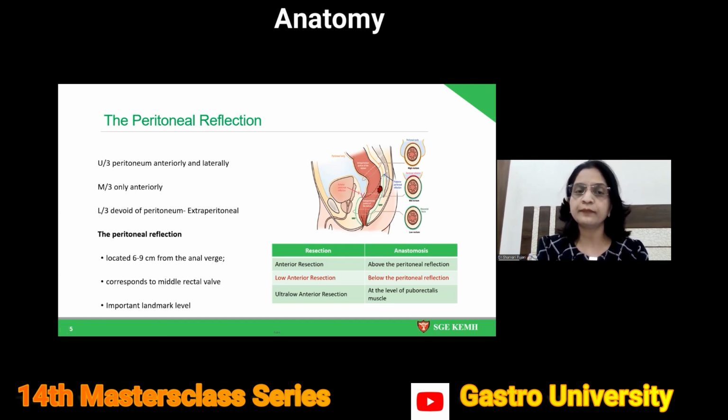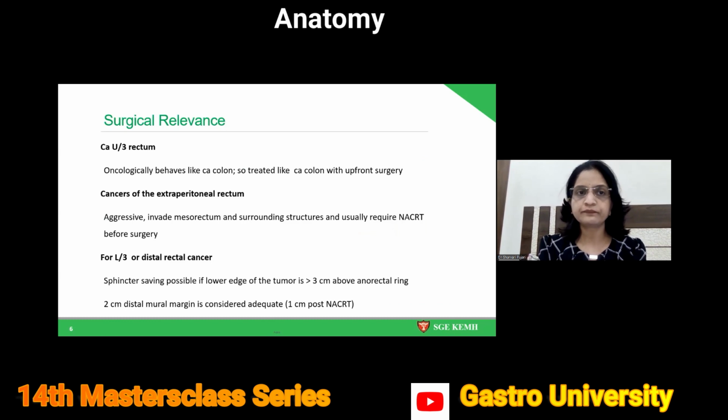It corresponds to the middle rectal valve, and it is an important landmark as far as resection and anastomosis in these regions are considered. Broadly speaking, whatever resection and anastomosis is done above this level of peritoneal reflection is called anterior resection. Anything below the level of peritoneal reflection is called low anterior resection. And if the anastomosis goes below the level of the anorectal ring, then it becomes ultra low anterior resection.